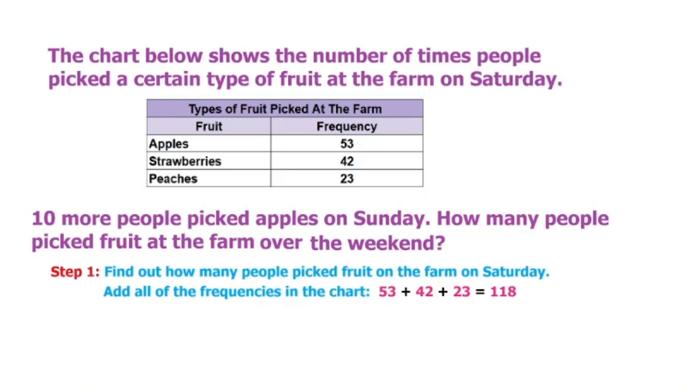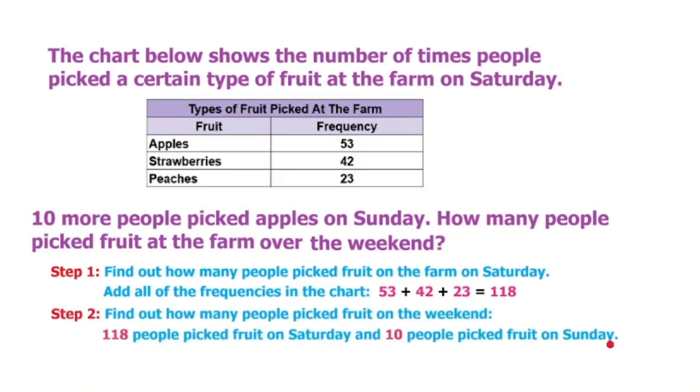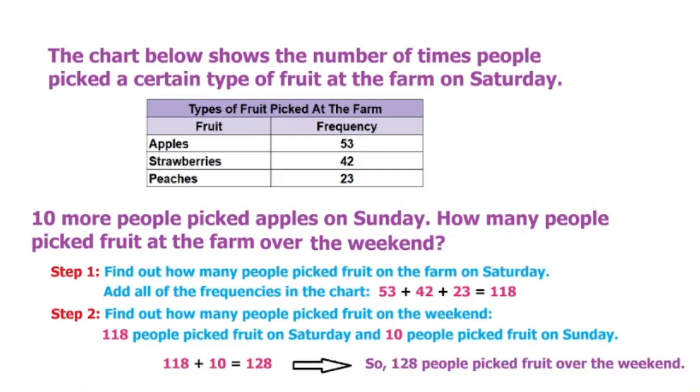And then 10 people picked fruit on Sunday. That's what it says here. Only 10 people picked fruit on Sunday. So now to get the total, it's 118 plus 10 equals 128. So 128 people picked fruit over the weekend.